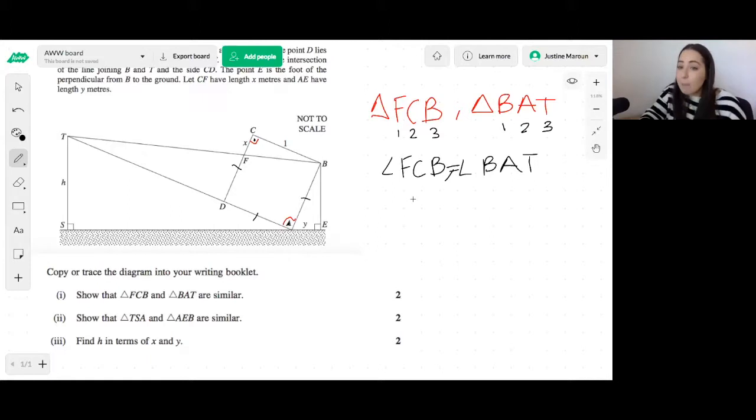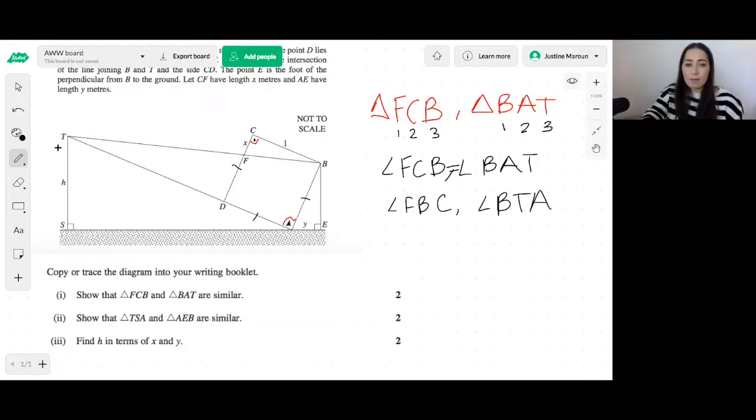Let's take another pattern to find the next angle, because we know there are obviously 3 angles in the triangle. So let's take now the first, followed by the third, followed by the second. So F, B, C. And let's do the same for the second: the first, followed by the third, followed by the second. So it's angle B, T, A.